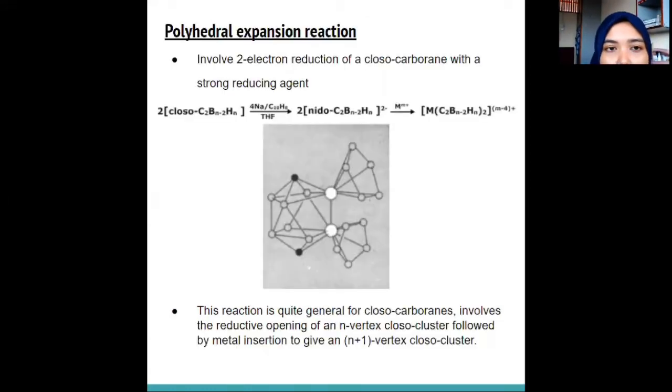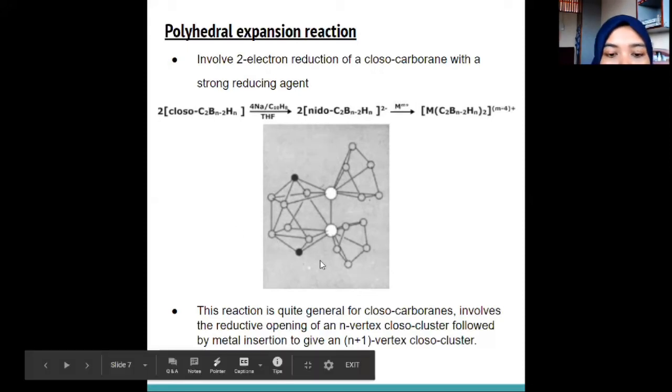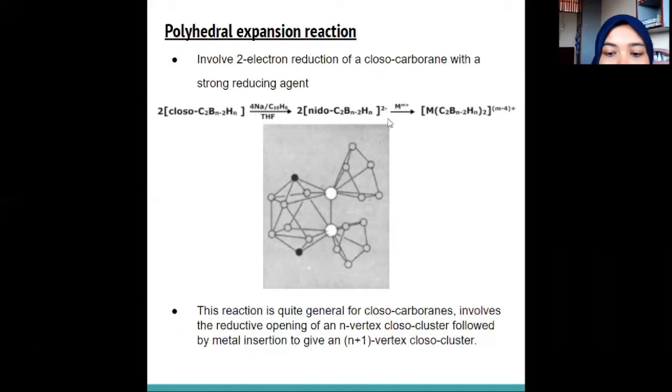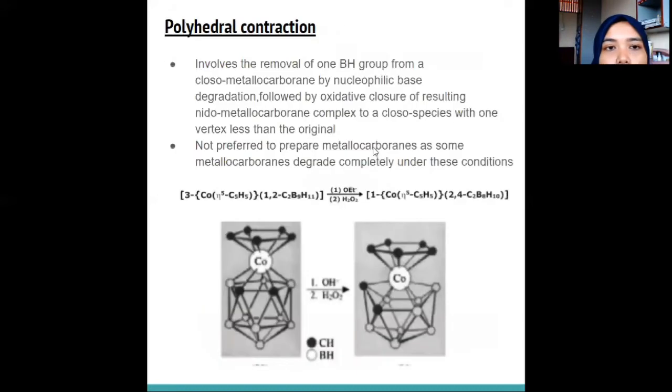Next, we proceed to the polyhedral expansion reaction. This reaction involves two electron reduction of a chlorocarborane with a strong reducing agent. This reaction is quite general for chlorocarboranes, which involves the reductive opening of an N-vertex closo cluster followed by metal insertion.